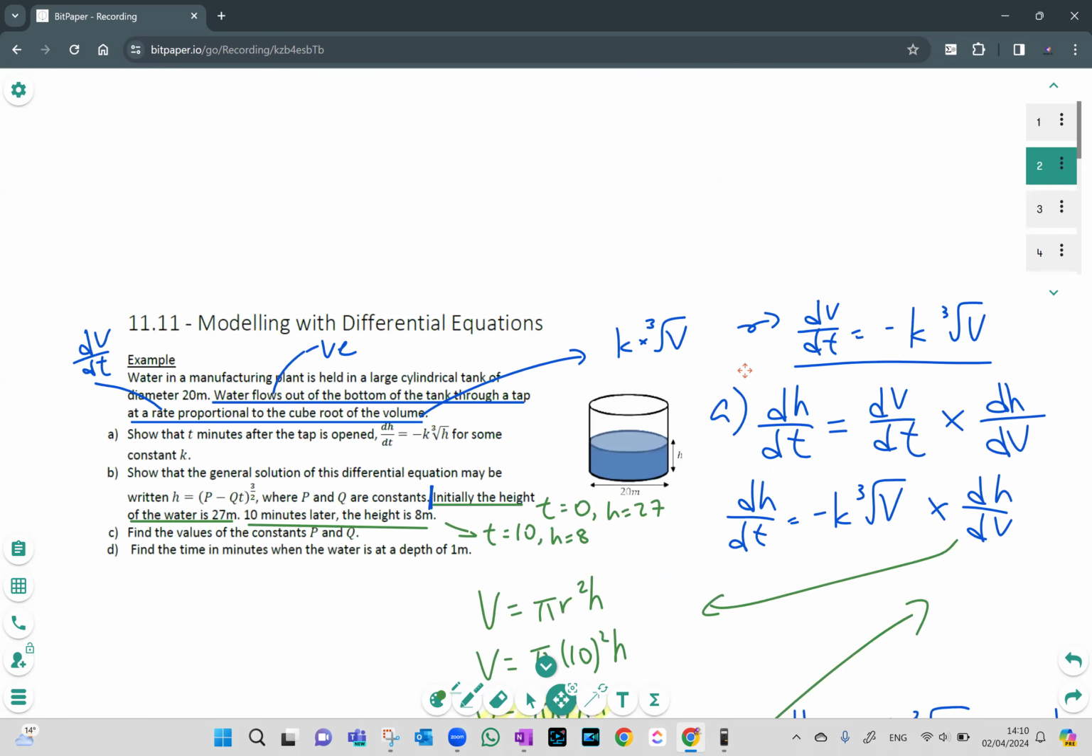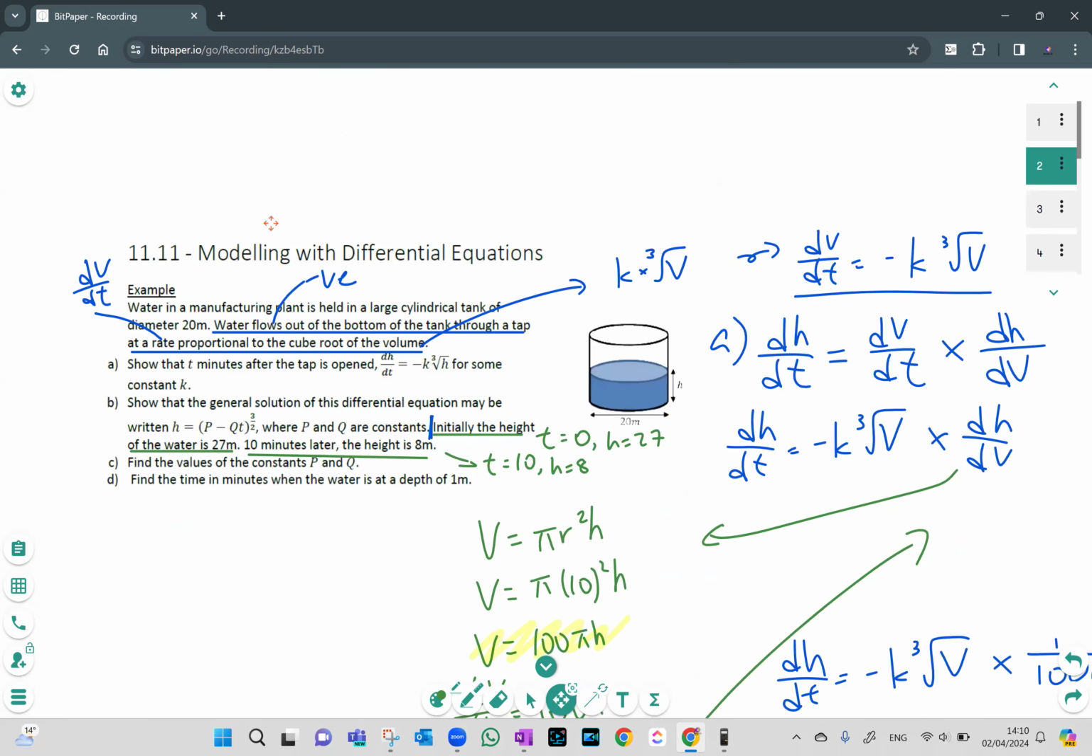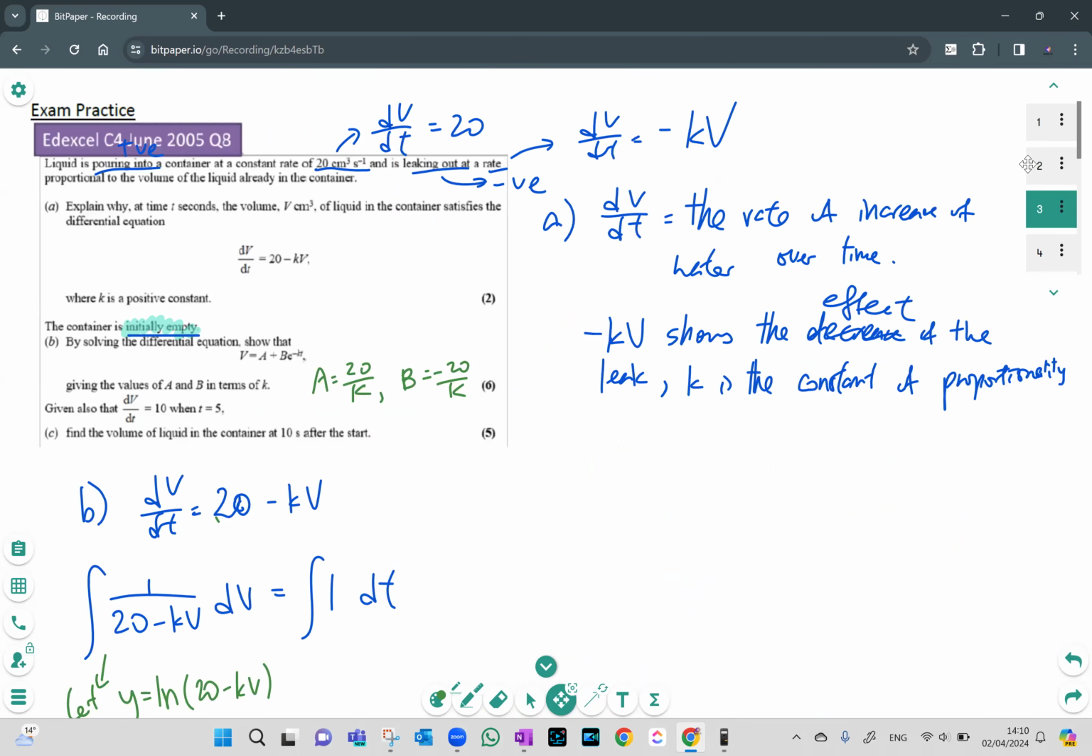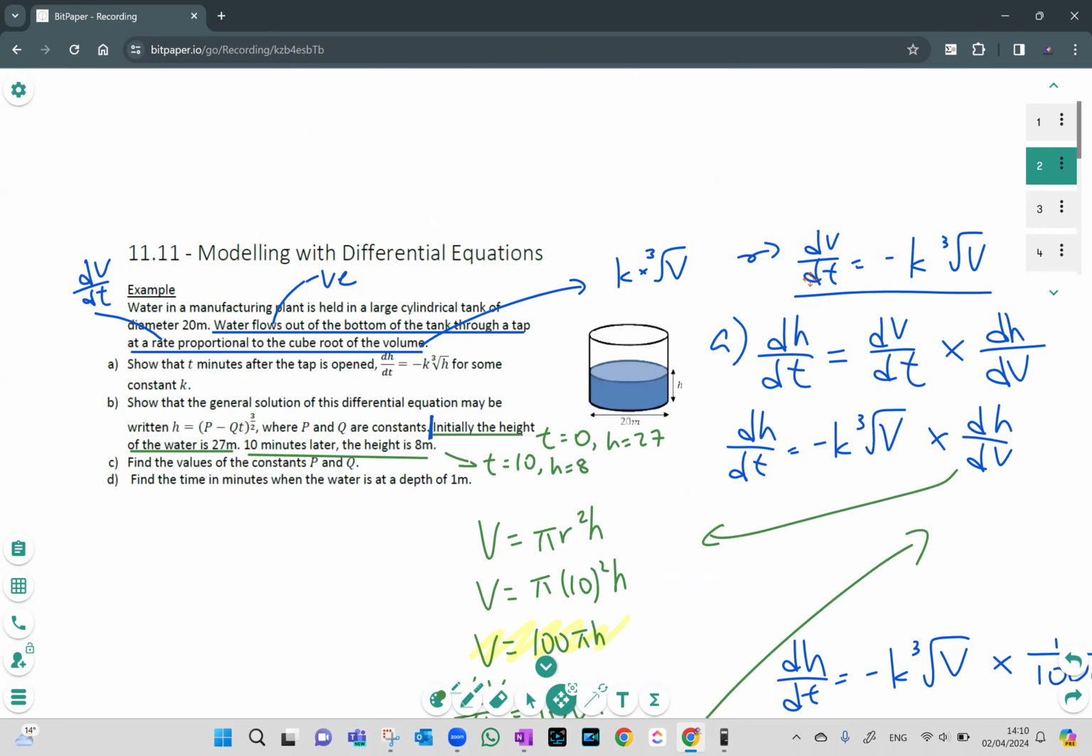The hardest one could be asking you to construct your very own differential equation to begin with.